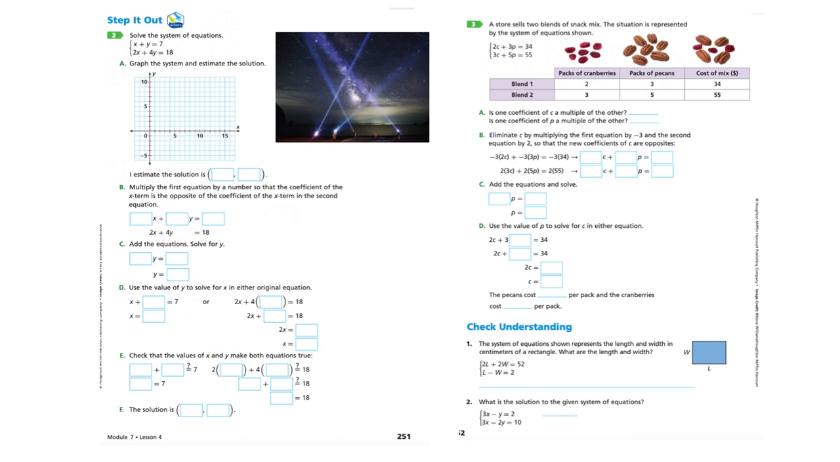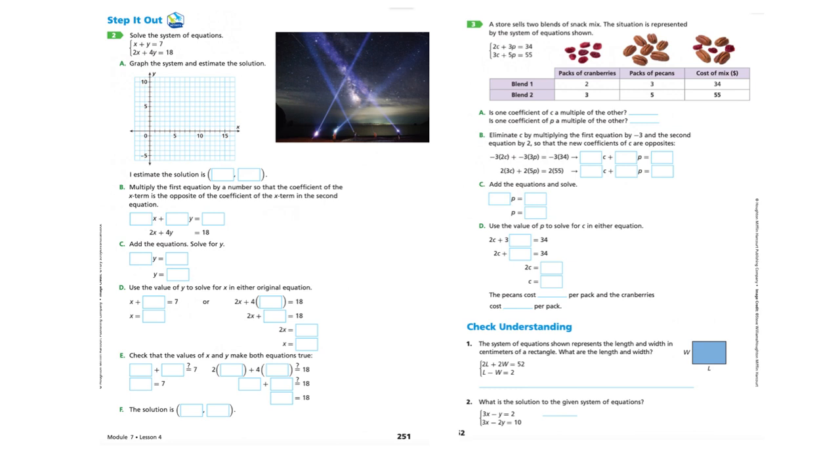So A says, is one coefficient of C a multiple of the other? Is one coefficient of P a multiple of the other? So in this one, they're going to show you what you need to do differently than you did in number 2 if you have to multiply both equations by a number to get 2 coefficients that are opposite each other. So when you look at letter B, eliminate C by multiplying the first equation by -3 and the second equation by 2. So then you can see here, by doing that, you're going to get -6 here and +6 here.